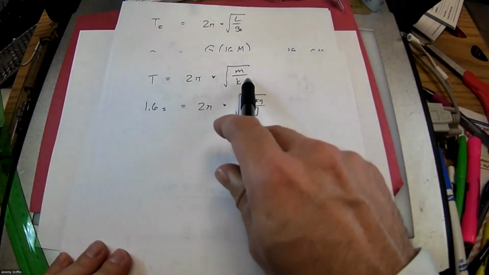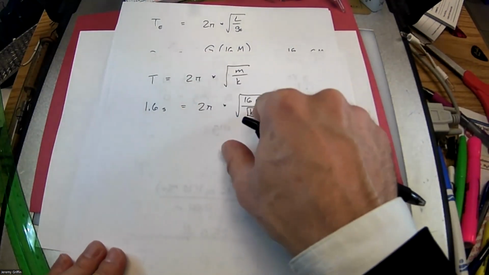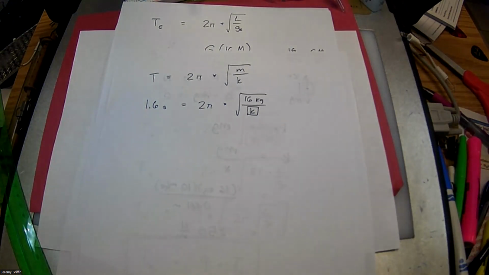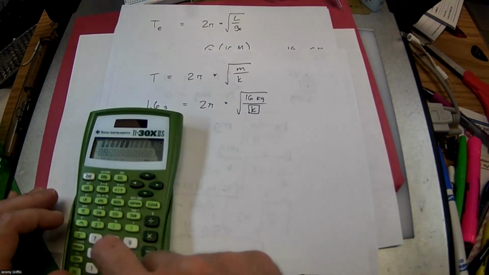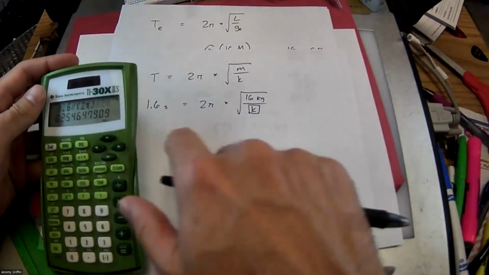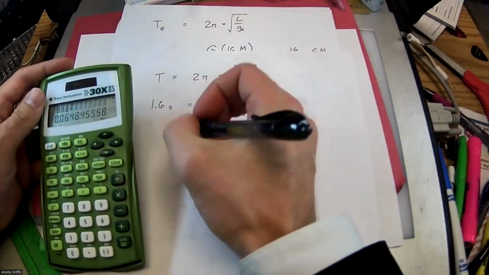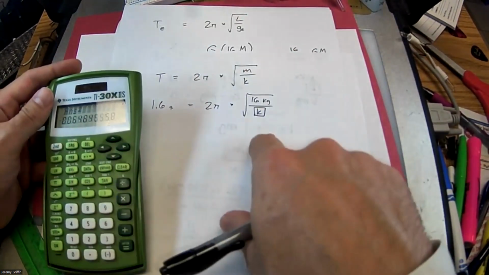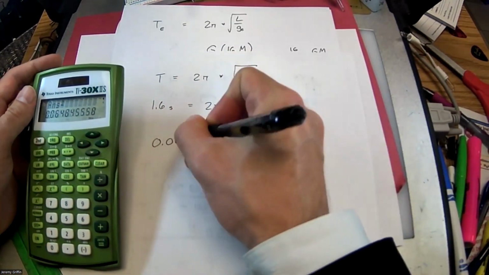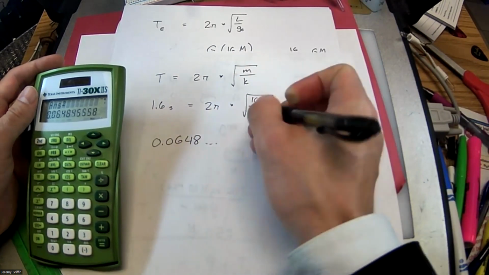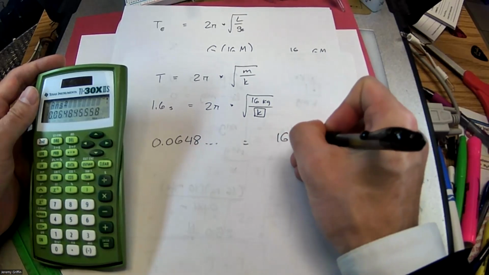So here's the setup. Plug in what you know. We got 1.6 seconds here, we got 16 kilograms here, and then the rest of that is just algebra. So I can divide over the 2 pi: 1.6 divided by 2 pi. Square both sides. I'll write this down: 0.0648, so it's not a bunch of units, is equal to 16 kilograms divided by k.